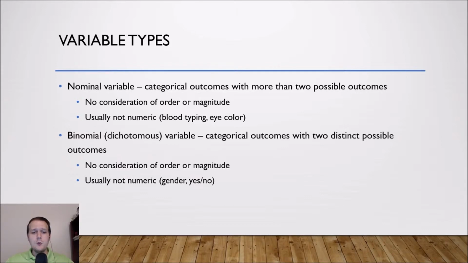If there's only two, you would consider that a binomial or a dichotomous variable, right? So alive or dead, yes or no. Again, no consideration for order or magnitude there, right? And again, usually they're not going to be numeric, right? So yes, no, live, dead.